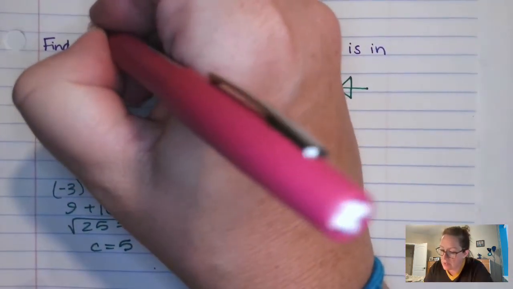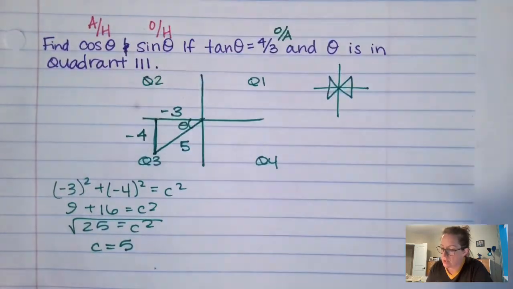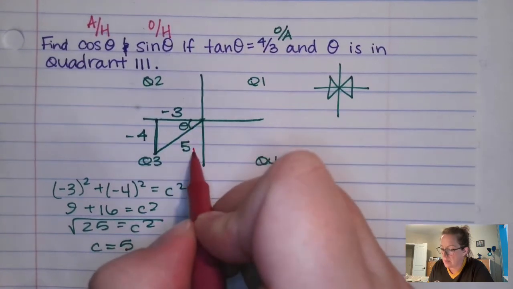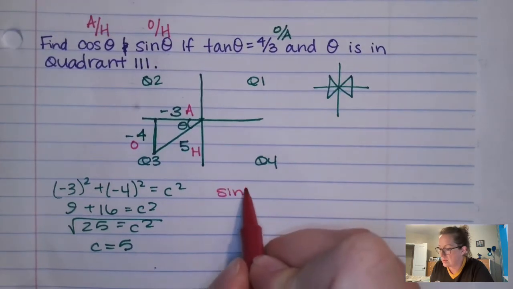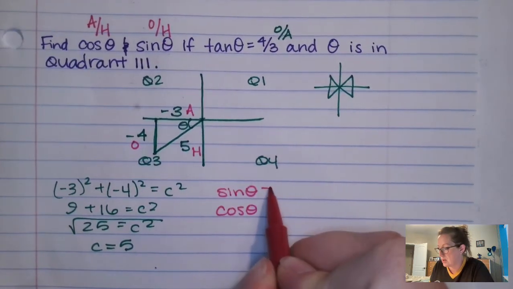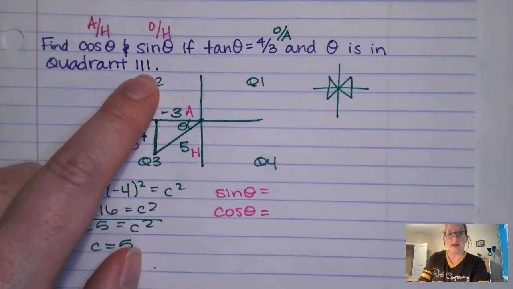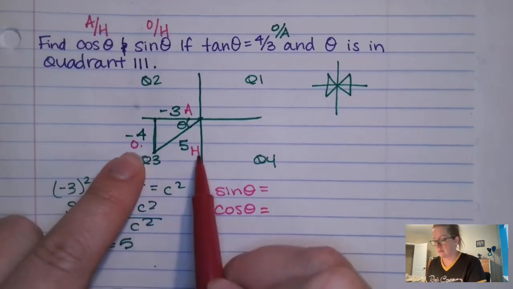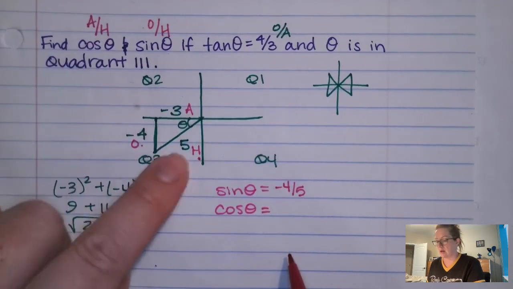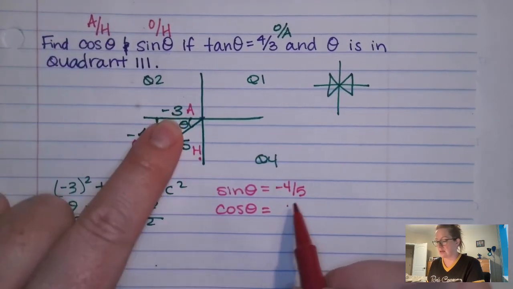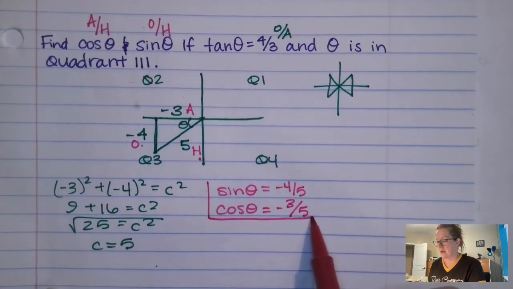So now that we have all of that, let's go ahead and find our cosine and sine. Cosine, remember, is A over H. Sine is O over H. So this is our theta, this is our hypotenuse, this is our adjacent, and this is our opposite. So easy peasy. We're just going to look at our triangle. For sine, O over H, our opposite is negative, and our H is 5. Cosine is adjacent over hypotenuse, so adjacent is -3 over 5. And that is it, my friends.